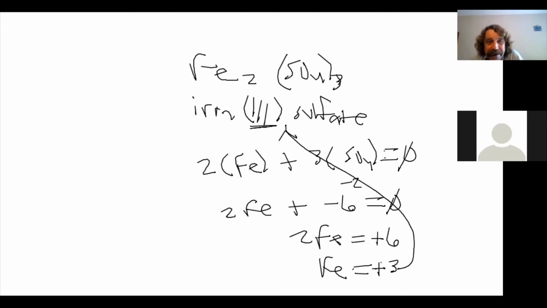Okay, so with an ionic compound, the positive charges and the negative charges have to add up to be 0. Otherwise, it's not an ionic compound. So that's the way we would determine that one.